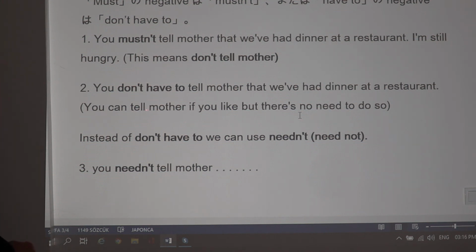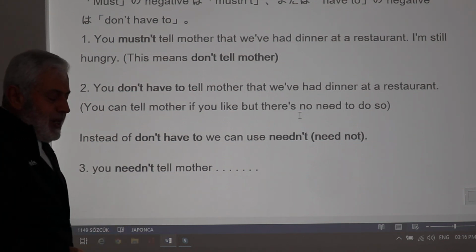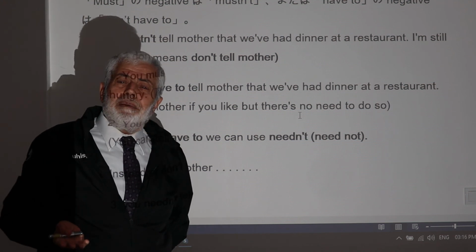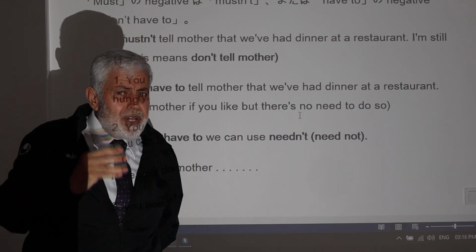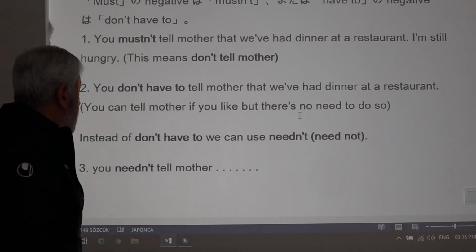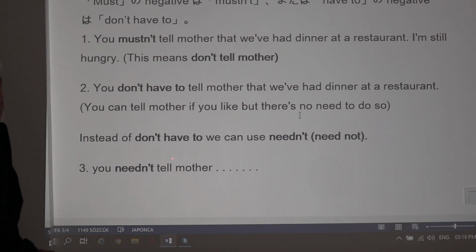の意味は You can tell me that if you like. 言いたいなら言ってもいいよ。But there is no need to do so. だけど言うの必要じゃありません。言いたいなら言っていいけど言うの必要じゃない。こういうことになっています。So instead of don't have to, we can use need not.